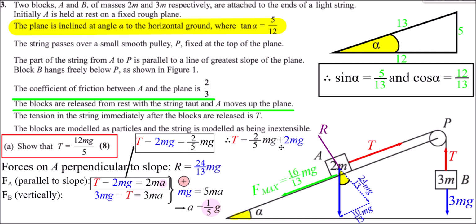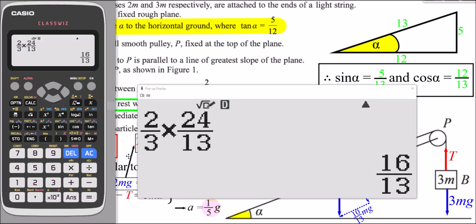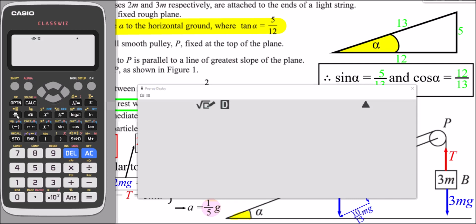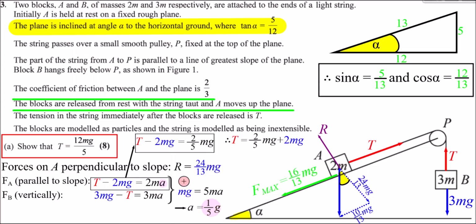So if I factorise out the mg, the coefficient in front of the mg is just going to be 2/5 plus 2. Not that you really need to do this step, but if you want to convince yourself, 2/5 plus 2 will give 12/5 as required. So therefore T, which is 2/5 mg plus 2 mg, simplifies to 12/5 mg, or 12 mg over 5 as required. So that's part A completed.